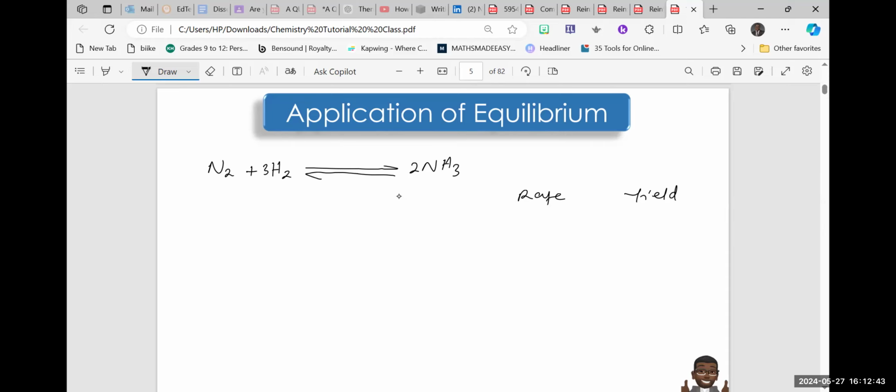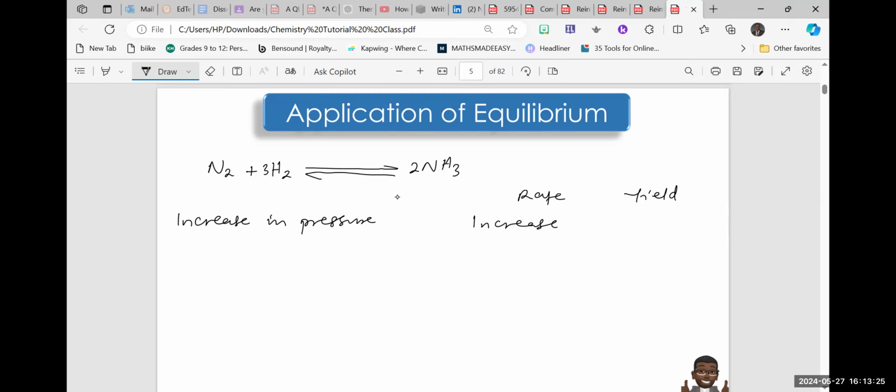So if I increase pressure, let's look at pressure first. How does it affect the rate of reaction? Anyone? Increase in pressure does what to the rate of reaction? Increases. In terms of rate, increase in pressure will also increase the rate, right? Because for all reactions, increase in pressure increases rate, increase in temperature increases rate, increase in concentration increases what? Rate. Presence of a catalyst increases what? Rate, right?